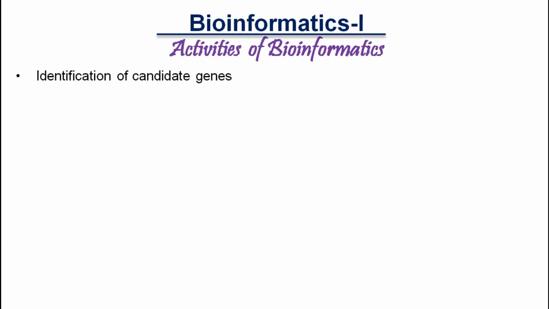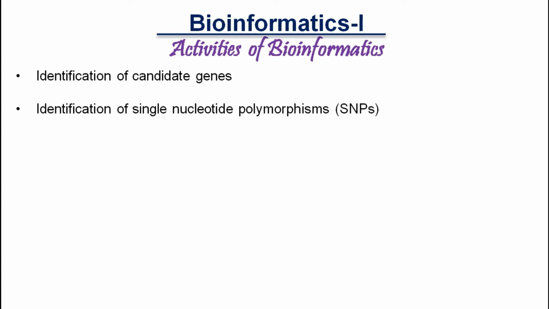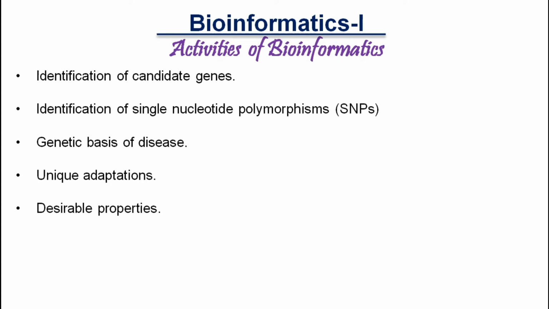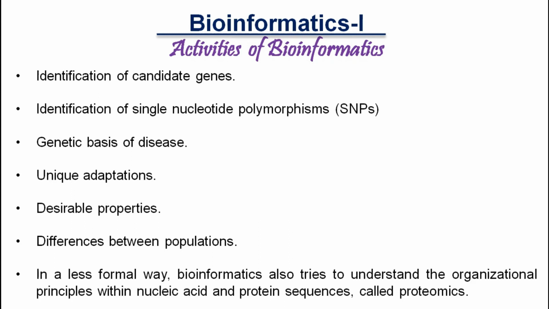So what are the activities we perform in bioinformatics? The first one is the identification of the candidate gene. Then there is the identification of single nucleotide polymorphism, or we can find the genetic basis of a disease, or we can study the unique adaptations of an individual and the relation of these adaptations with the genetic makeup of an individual, or we can induce desirable characteristics into an individual, or we can find the differences between different populations. Or in a less formal way, we can say that bioinformatics tries to understand proteomics or genomics.